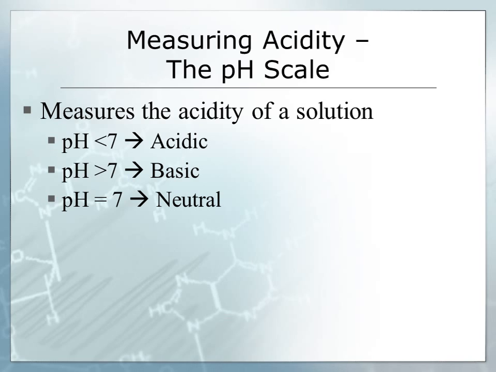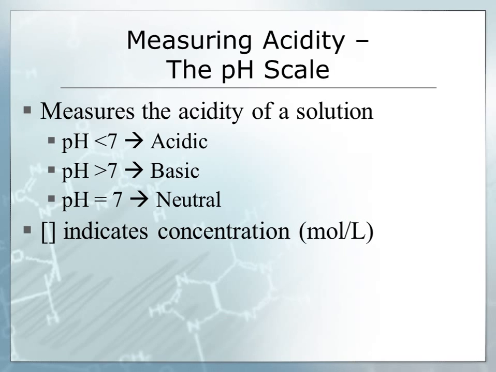If we have a pH value less than 7, that corresponds to an acidic substance. The lower the number is, the more hydrogen ions are present. The higher the pH value, the more basic or alkaline the substance is, and that corresponds to fewer hydrogen ions present.